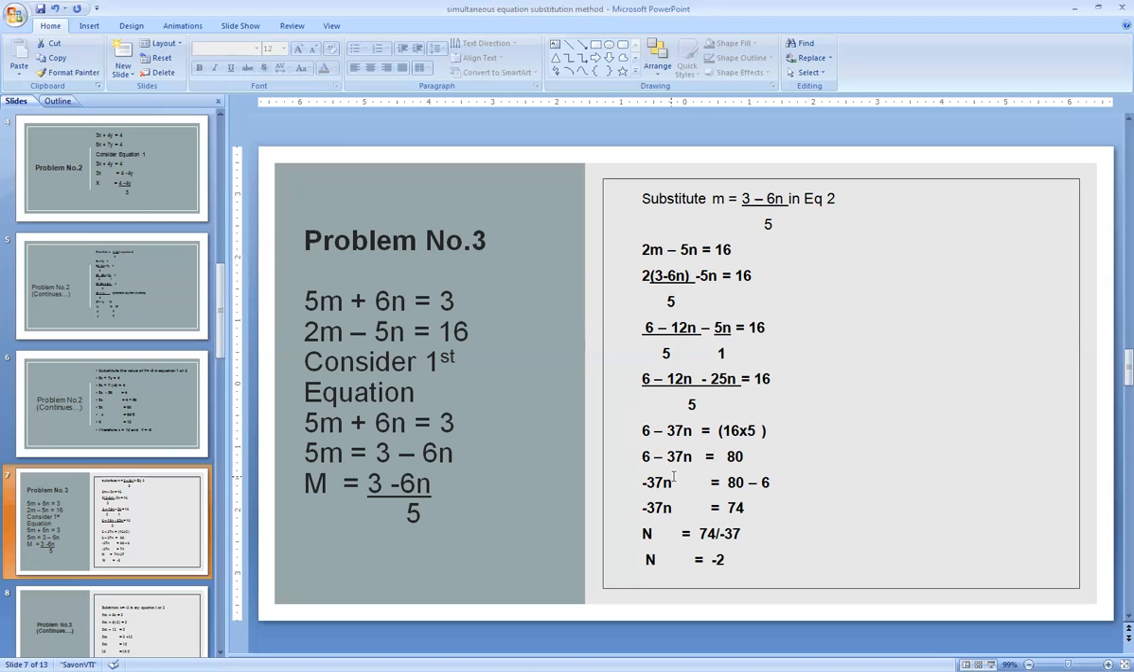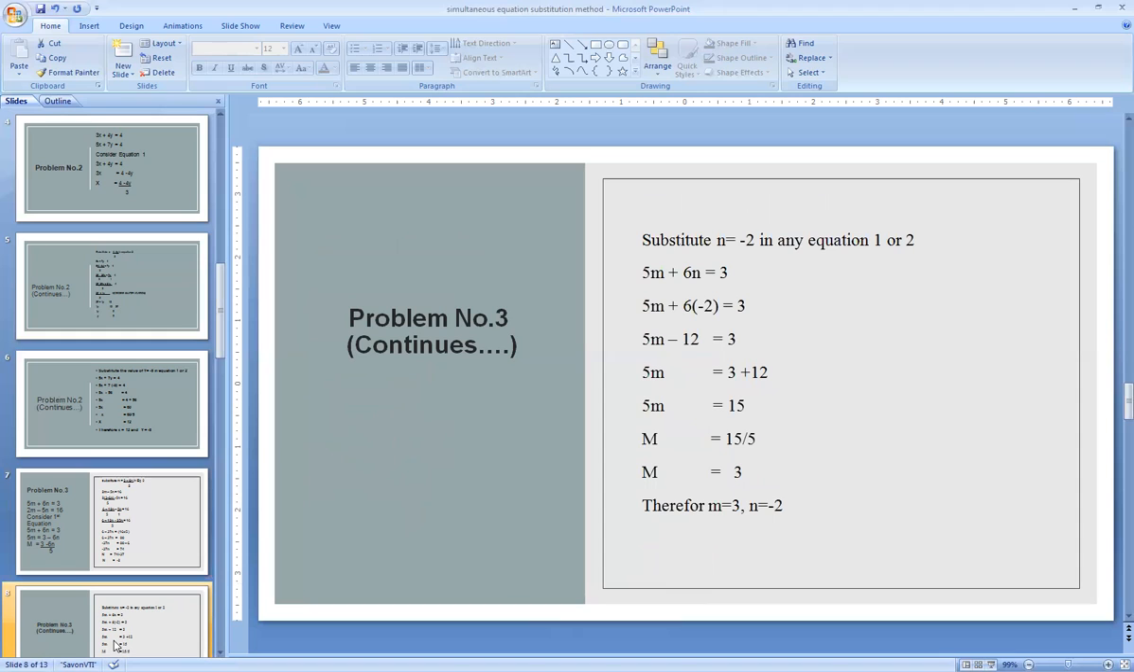So retain this n value at the left side, that is minus 37n equals 80. The number to the right side, minus 6, plus 6 becomes minus 6. Minus 37n equals 80 minus 6 is 74. Therefore, the value of n equals 74 divided by minus 37. The value of n is minus 2. So this is how to calculate. And here we'll have to calculate the value of m now.